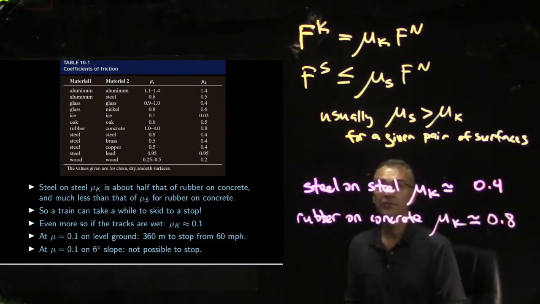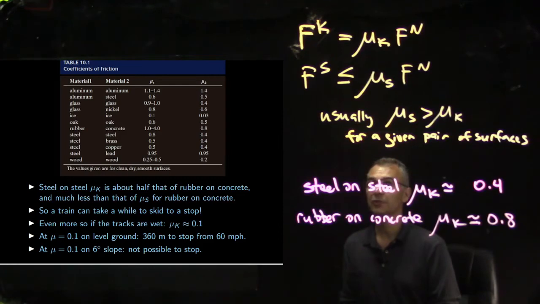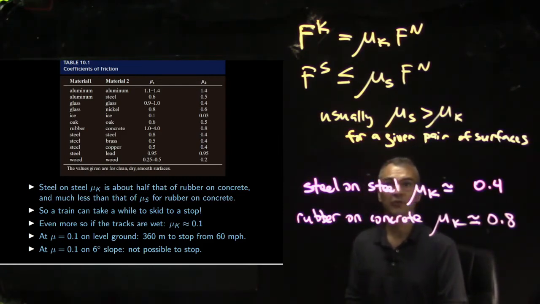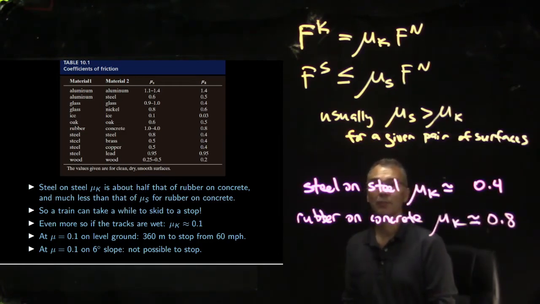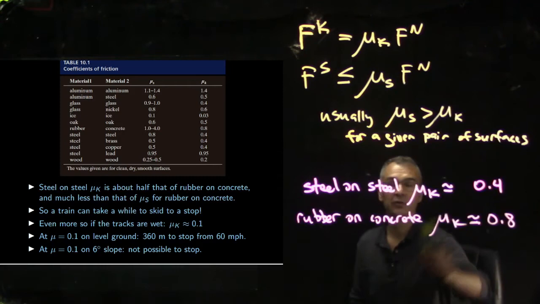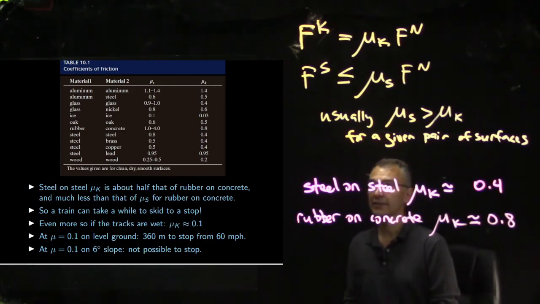A couple other things to notice from this table of friction coefficients. For steel on steel, the coefficient of kinetic friction is about 0.4, and for rubber on concrete, it's about 0.8. And actually, steel on steel, if the tracks are wet, if you think about a train being able to stop, it's even lower, about 0.1. So it could really take a train a while to skid to a stop.